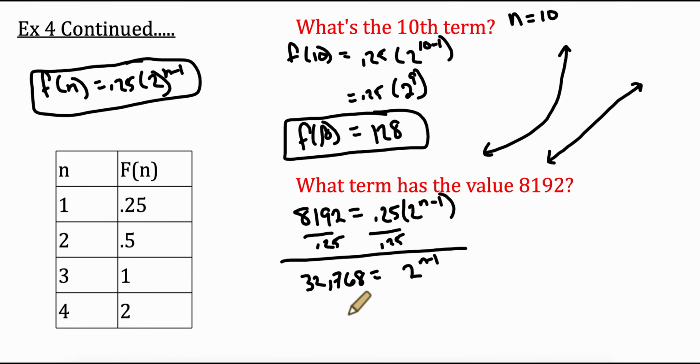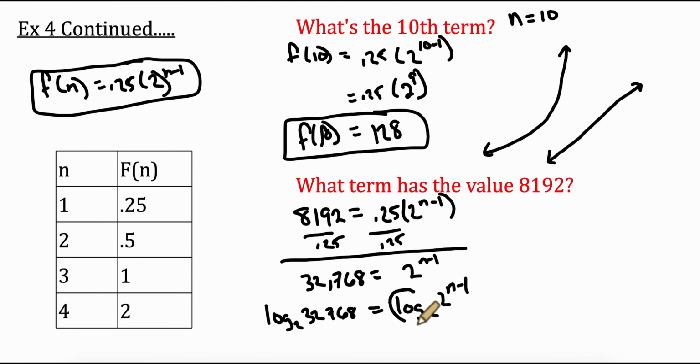Now the trick is you have to remember how to solve and get these. Well, I'm going to use logarithms. And I remember that if I do the log of this base, it's going to cancel. So I'm going to do log base 2 of 32,768 on one side and do the same log on the other side, because what I do to one side I have to do to the other.